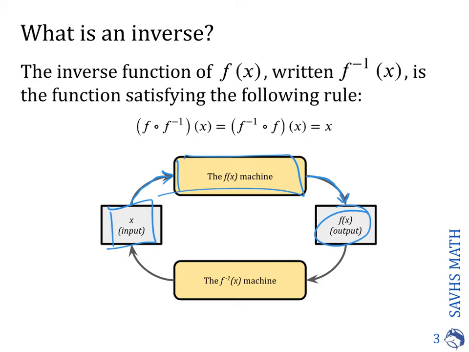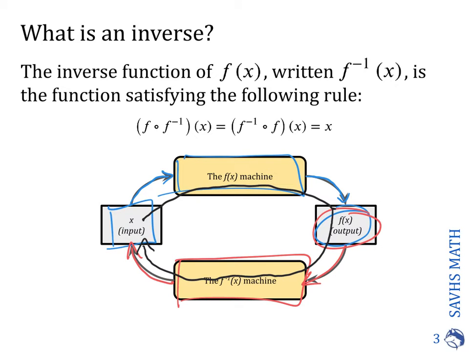An inverse function, or an inverse, takes the outputs, puts them back through this thing called the inverse, and gives you the inputs. So the idea here is that if you start with inputs, you go through the function machine, and back out through the inverse function machine, you'll get the inputs back. So that's exactly what this is saying. And there's a composition symbol right here.